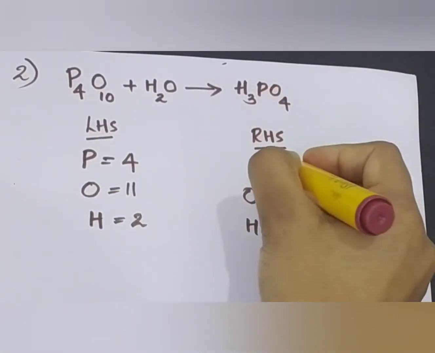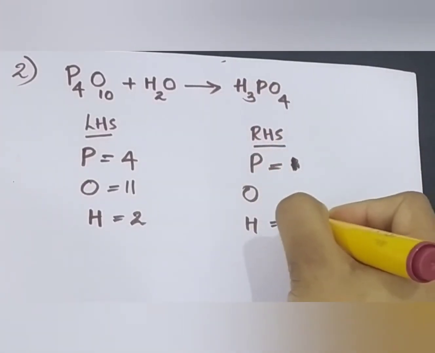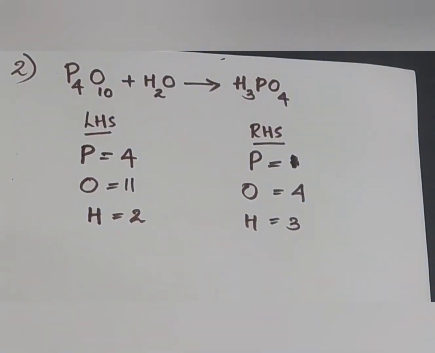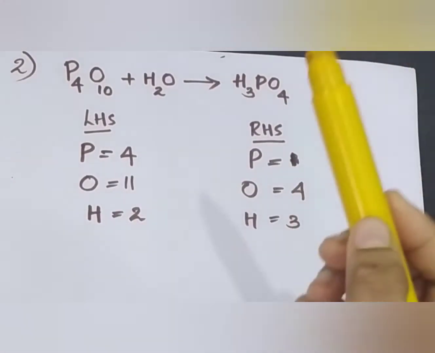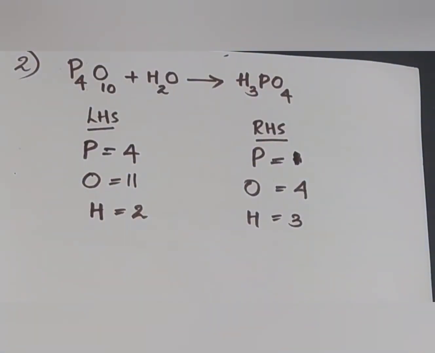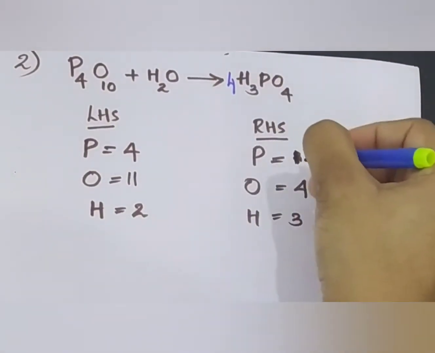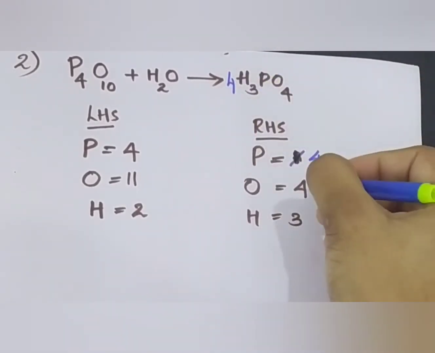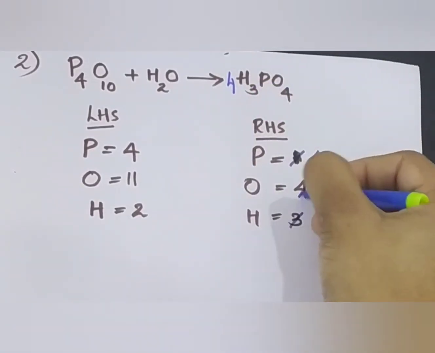Here it is, phosphorus 1, hydrogen is 3 and oxygen is 4. Now it needs to be balanced. So phosphorus in RHS is 1, right? So you need 4. So we can put 4 on the product side. That is, if you put 4H3PO4, so it will be changed. That is, phosphorus becomes 4. Then hydrogen becomes 4 into 3, that is 12. And oxygen becomes 4 into 4, that is 16.